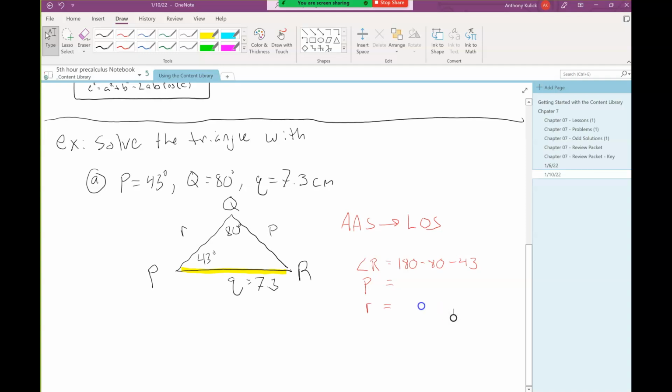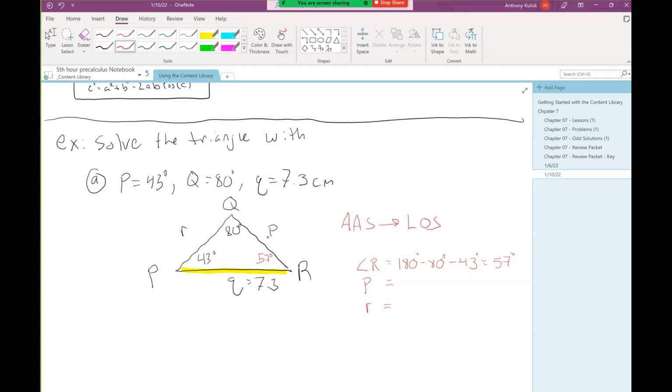So I can add up the other two and subtract that from 180. So that's got to be 57 degrees. Everybody cool so far? Okay, that leaves just P and R. So we need to use the law of sines. To use the law of sines, I want to start by finding the angle and side that I know both of. So do I know angle P and side P, angle Q and side Q, or angle R and side R?